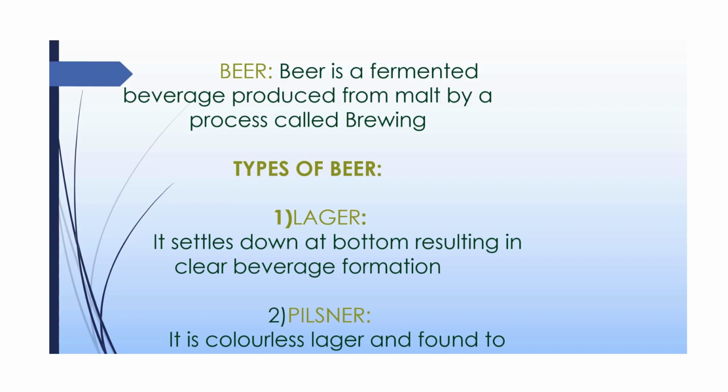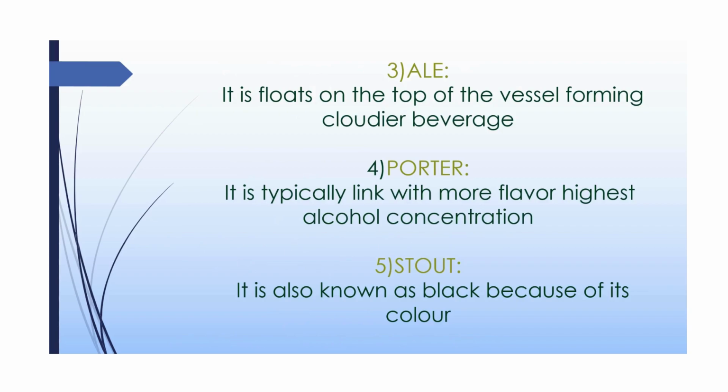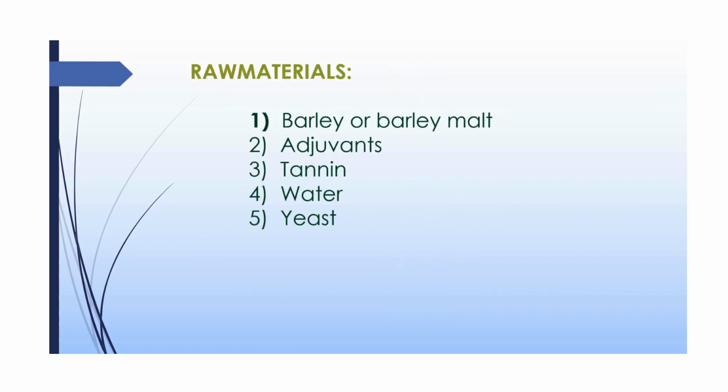First one, lager. It settles down at the bottom of the vessel. Pilsner, colorless lager. Ale, it settles on the top of the vessel. Porter, it has higher alcohol concentration than lager. Stout, it is also called black because of its color. Raw materials are barley, adjuvants, tannin, water, yeast.